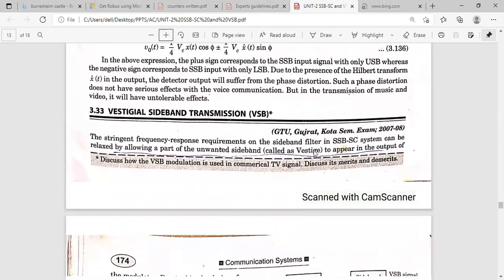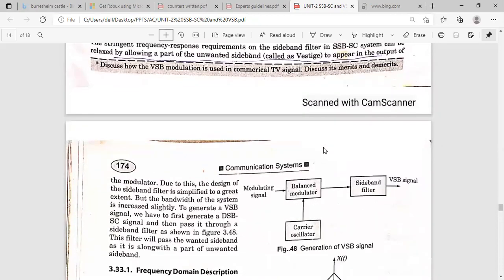Here is another method, which allows some part of the unwanted sideband. That unwanted sideband part, we call it a vestige. So that's why it is called vestigial sideband modulation or sideband transmission. That is, in the SSB-SC system, a part of the unwanted sideband is added and transmitted. That is nothing but vestigial sideband transmission.